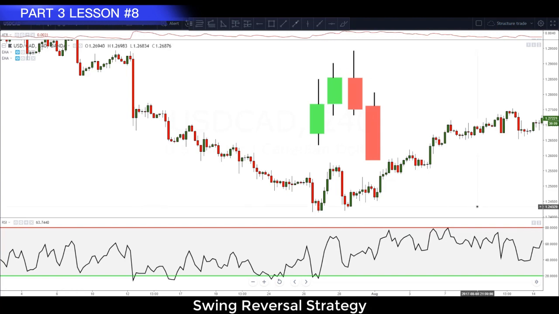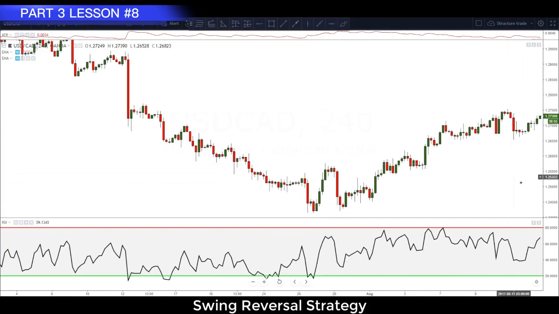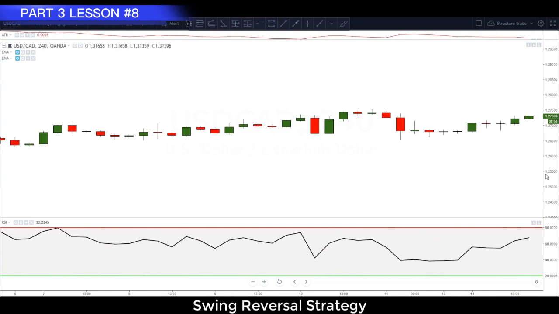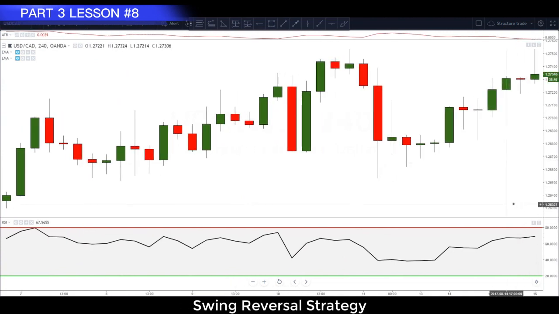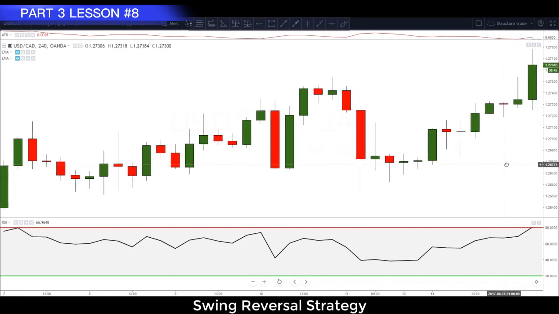So let's go ahead and look through the chart here on the dollar Canada, and we'll point out a few of these trades. We're not going to spend very long on this. It'll probably be a pretty short tutorial because this is very, very similar to the last strategy we took a look at. All right, let's go ahead and get started. I will zoom in a bit further here to help you guys see. What we're looking for is this RSI indicator to go overbought. Then we'll be looking for our swing high engulfing candle.